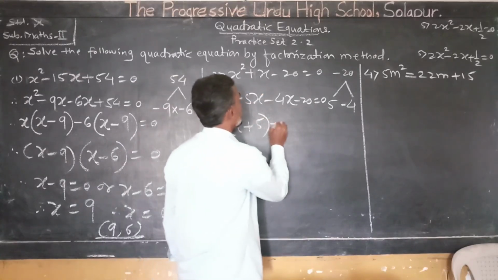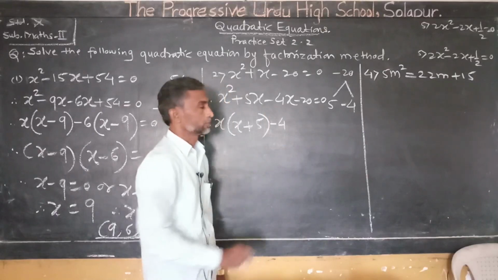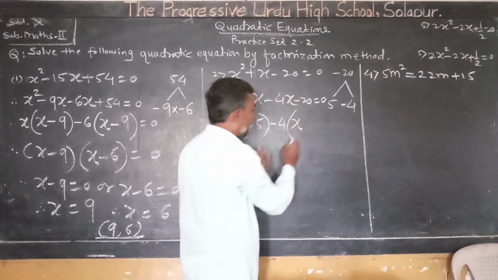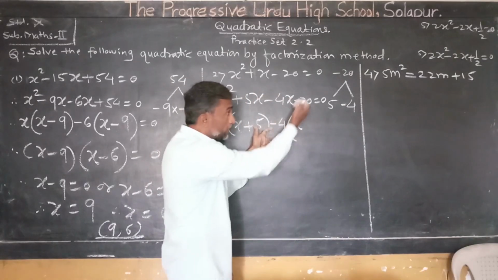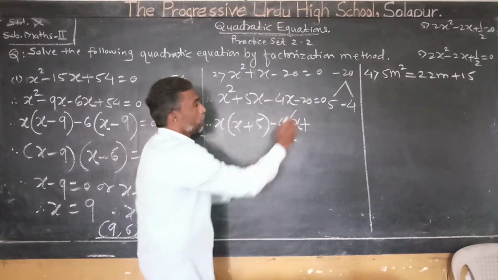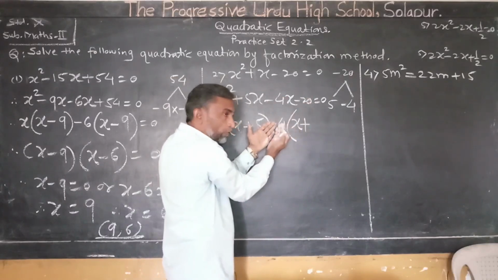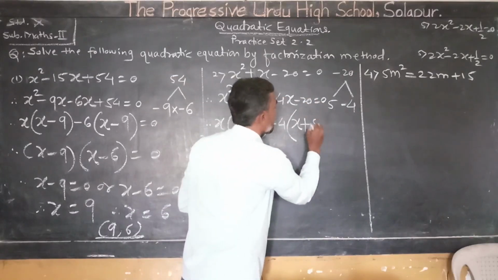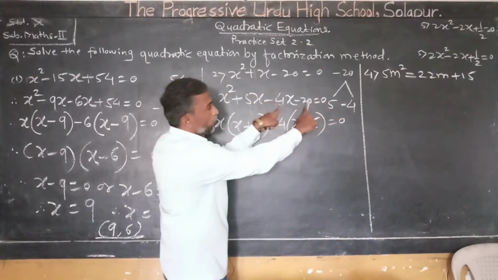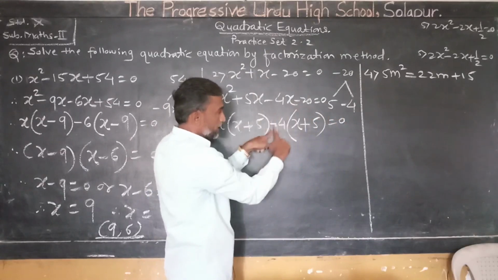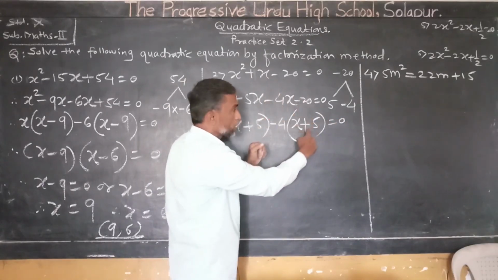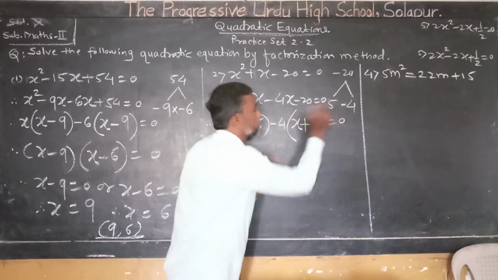Now take minus 4 common. Minus 4 we have taken common, x will remain. As minus we have taken common, this minus sign will become plus. Now divide by 4. As we have taken 4 common, 4 fives are 20, is equal to 0. Take minus 4 common, x will remain, this minus will become plus, 4 fives are 20, is equal to 0.